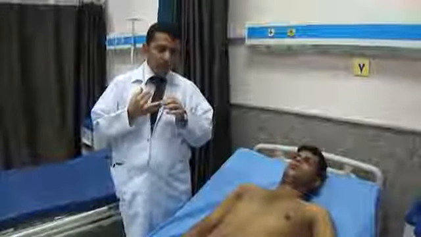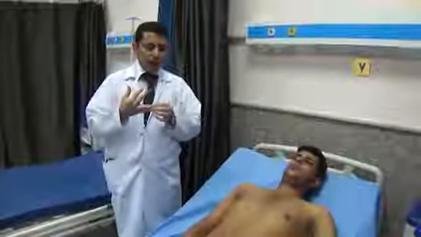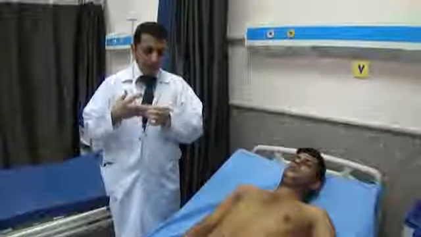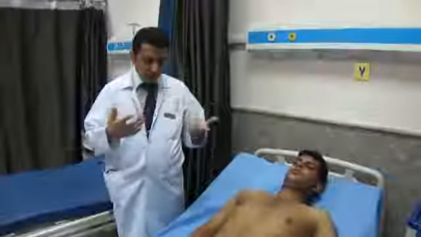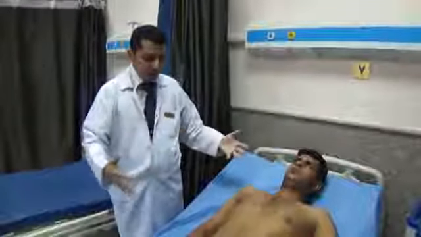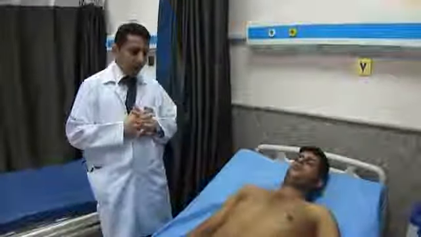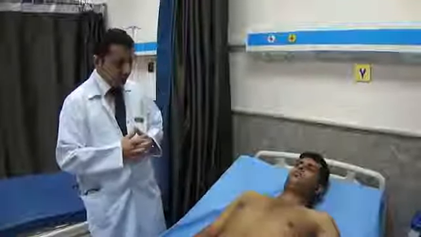Second, I have to characterize the cardiac impulse. What is the character of the cardiac impulse? And the third, I have to look for thrills, lifts, that's to say heaves, and for palpable heart sounds. Now we will demonstrate all these points in this scene.